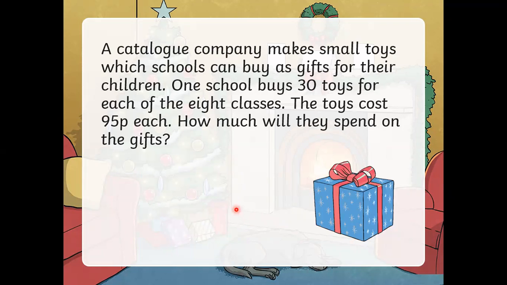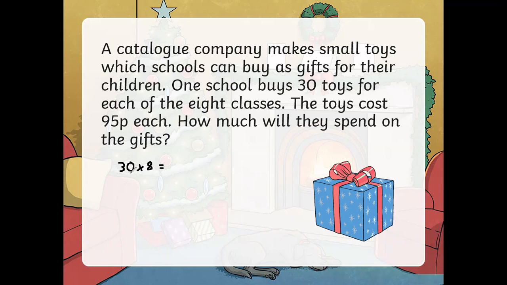A catalog company makes small toys which schools can buy as gifts for their children. One school buys 30 toys for each of the 8 classes. Toys cost 95p each. How much will they spend on the gifts? So one school buys 30 presents for 8 classes. So that's 30 times 8. And that's quite easy to work out. That's 240.